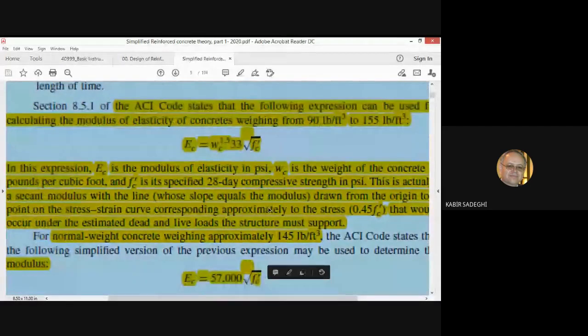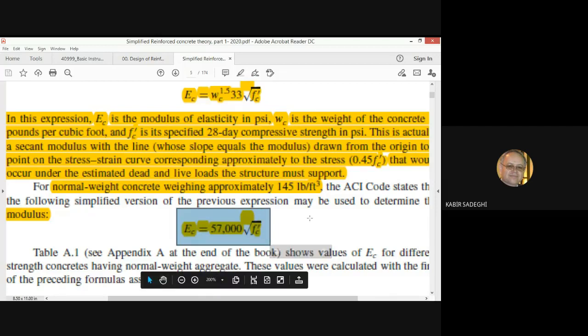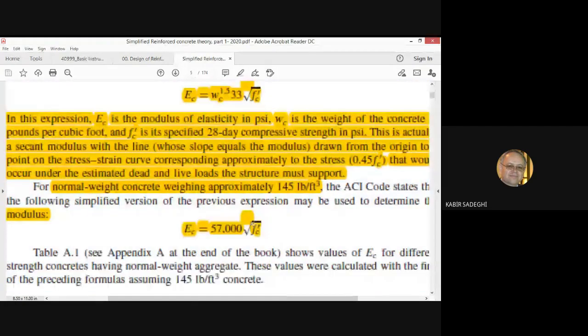Don't worry. The code has considered, for example, normal weight concrete, which is about 145 pounds per cubic foot, and applied it in the previous formula instead of Wc, and found a new formula which is independent of Wc. We use this formula directly, and with f'c we can calculate Ec. We don't need the unit weight of concrete anymore, just the strength of concrete. That gives us the modulus of elasticity of concrete.